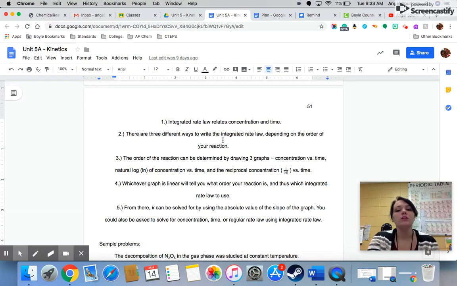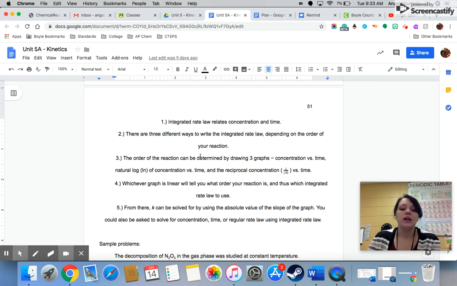So when we ended off last time, we'd just gotten done talking about these things. Integrated rate law relates concentration and time. There are three different ways to write the integrated rate law depending upon the order of your reaction. The order of the reaction can be determined by drawing three graphs: concentration versus time, natural log of concentration versus time, and the reciprocal of concentration versus time. Whichever of those graphs is most linear will tell you what the order of your reaction is, and therefore which integrated rate law to use.